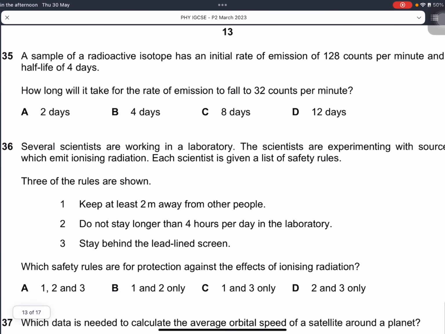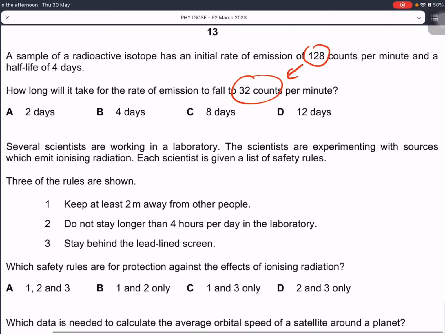35. Okay. A sample of the radioactive isotope has an initial rate of emission of 128 counts per minute. So this is our initial one. And the half-life is 4 days. How long will it take for the rate of emission to fall to 32? So from 128 counts per minute to 32 counts per minute, yeah? How many days? All right.